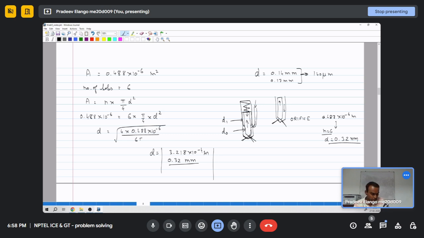So if you see from the bottom, there will be, say, 6 holes like this, 6 or 4 holes. I have drawn 5 holes here.